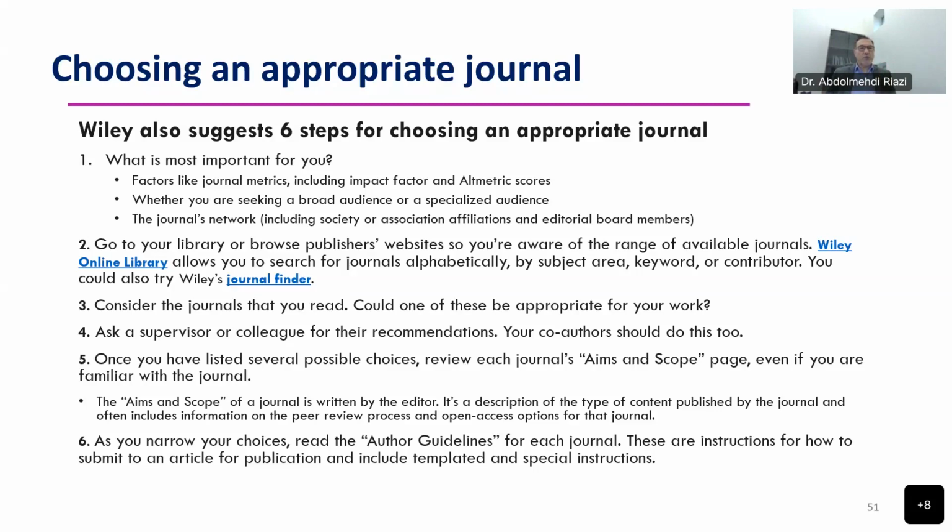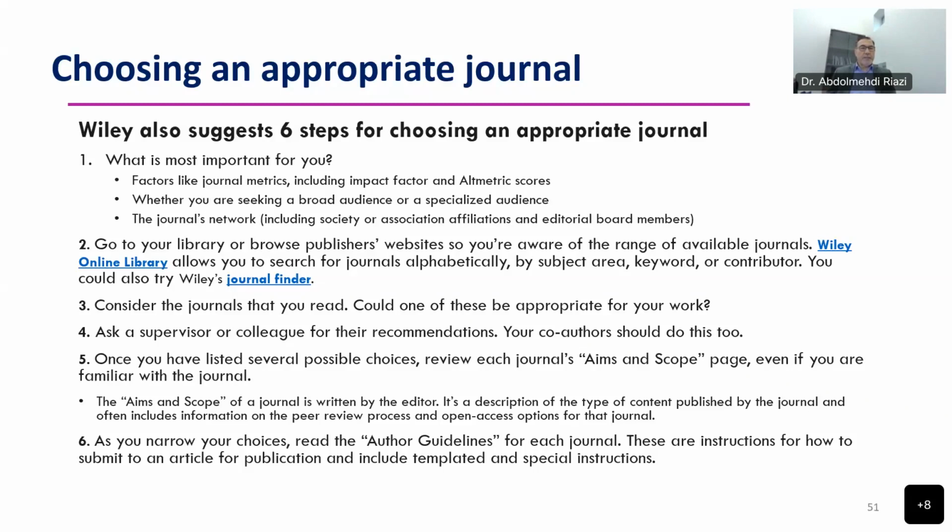And the next point is journals network, including society or association affiliations and editorial board and members. Again, this is what we discussed. If you are already a member of one of the academic associations, then you might consider a journal that is published by that association.